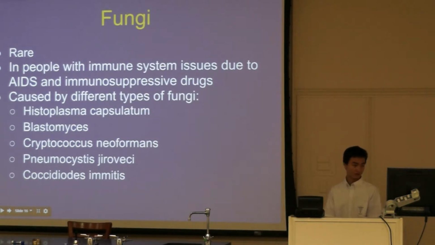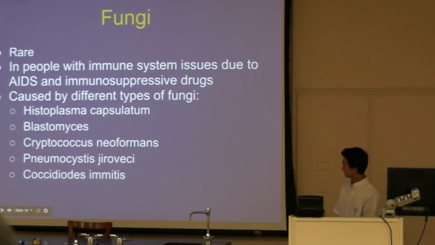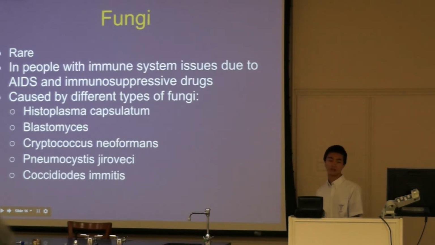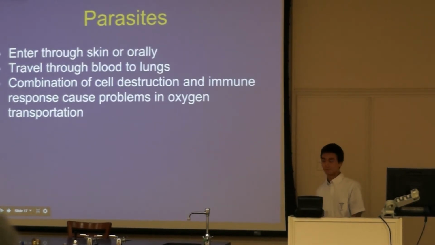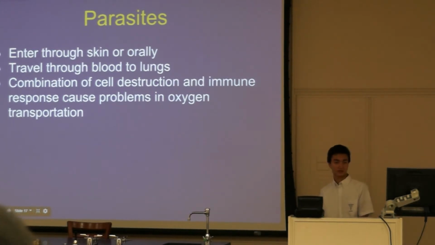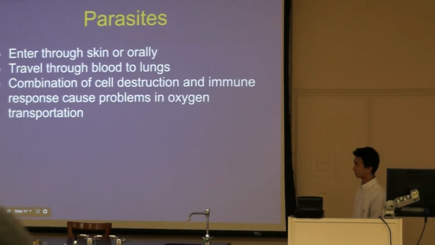Fungal pneumonia is mainly caused by these five types of fungi: Histoplasma capsulatum, Blastomyces, Cryptococcus neoformans, Pneumocystis jirovecii, and Coccidioides immitis. Those are the types of fungi that can cause pneumonia. Parasites usually enter the patient through the skin or orally, which is through the mouth. They can travel through the blood to the lungs, and a combination of the cells they kill and the immune system response causes problems in oxygen transportation.